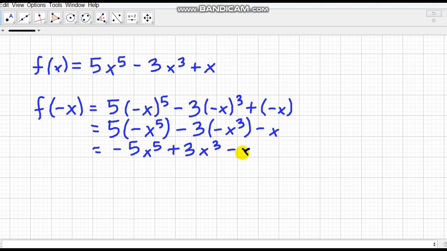Minus x. Now let's observe how the function changed from the original one. The 5x raised to the 5th power becomes negative. Negative 3x cubed becomes positive. And x becomes negative. All the terms have changed, or at least their signs have changed from positive to negative and negative to positive. So this means that this function is an odd function because all the terms have changed.